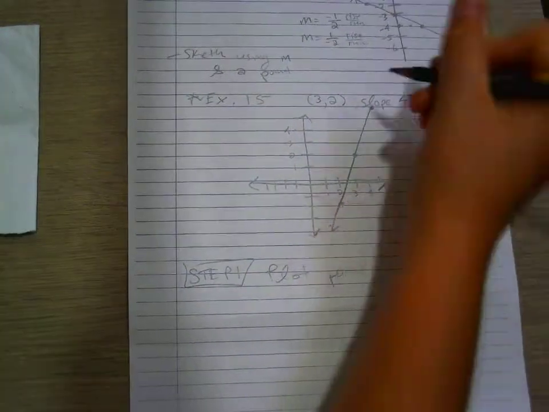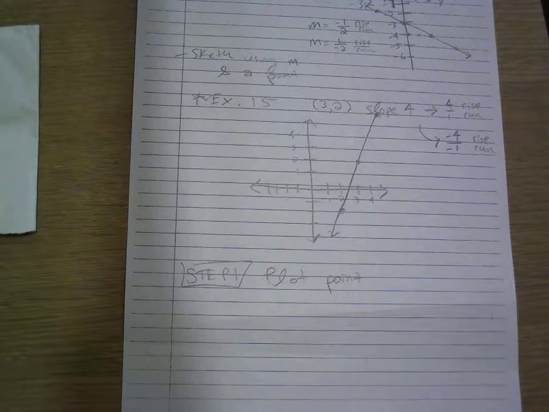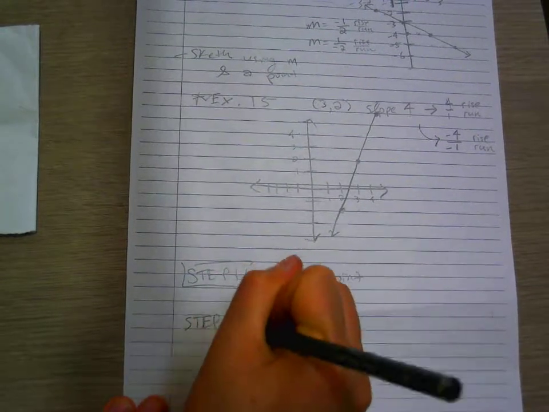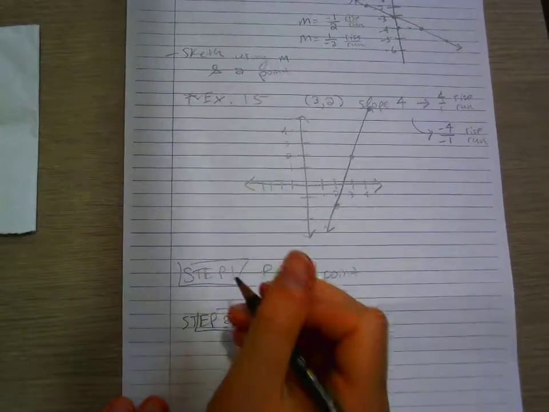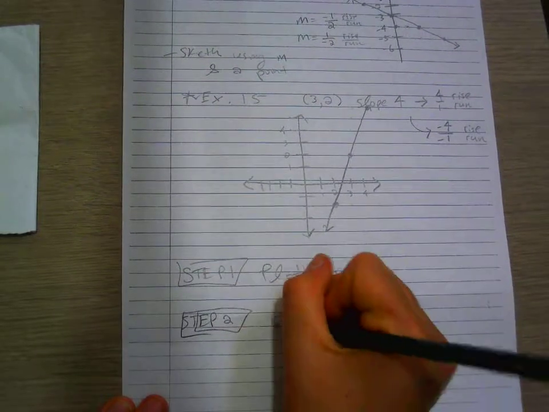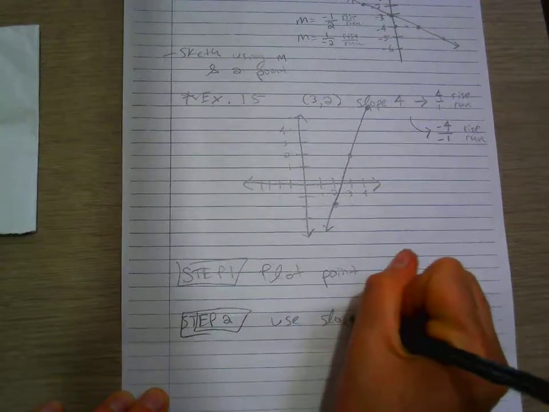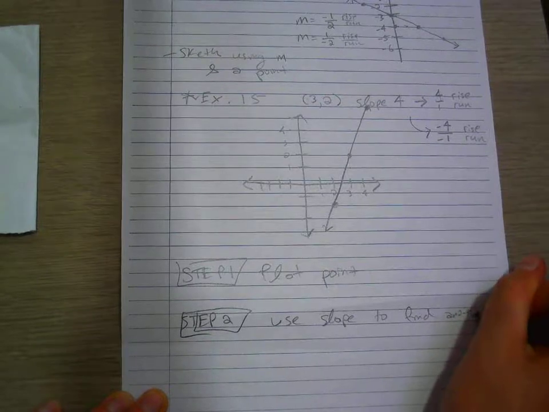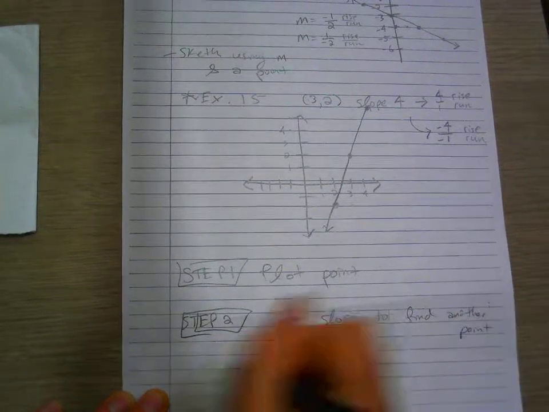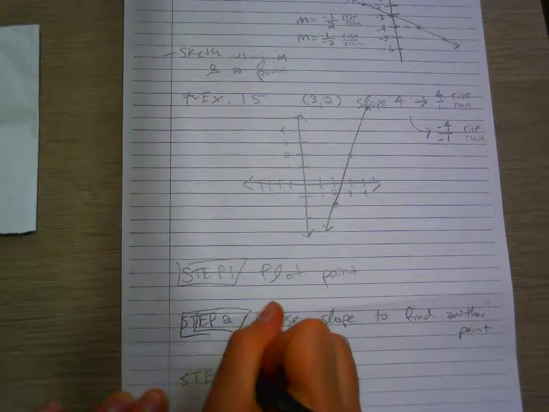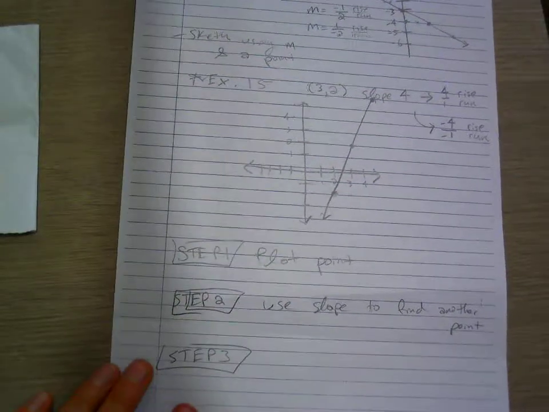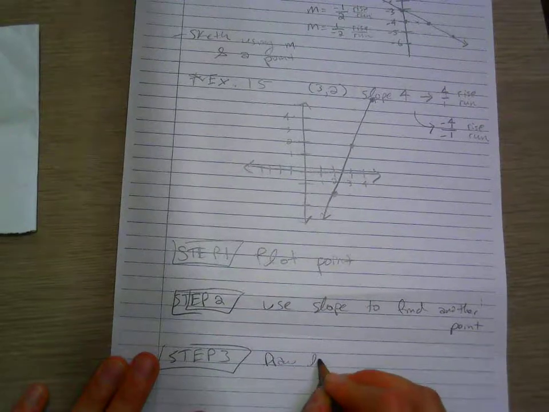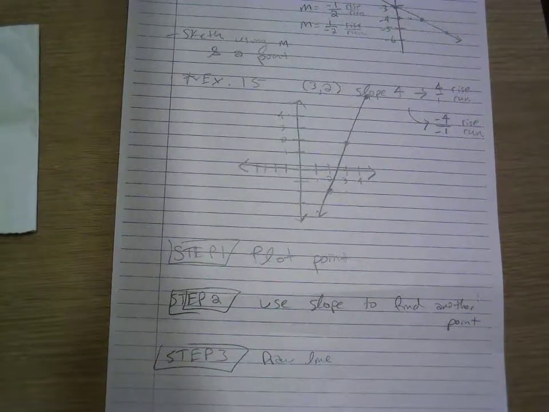So step 1 was to plot the point. Step 2 was to use slope to find another point. And step 3 is to draw a line. And that is it. Try that on guided practice 4 and 5.